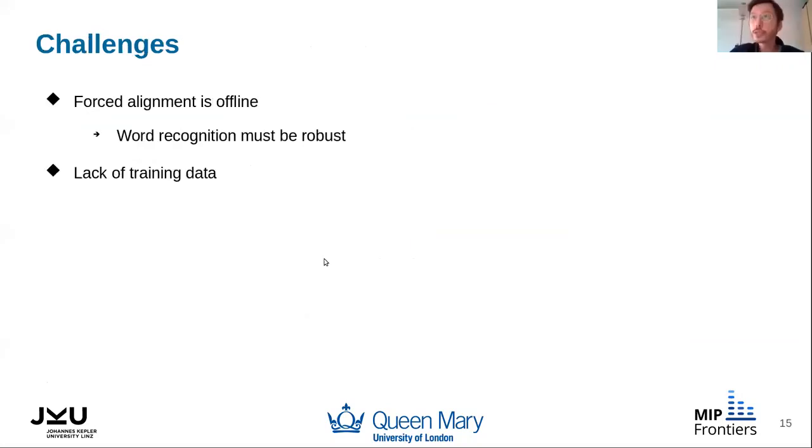So the thing is, this forced alignment is performed in an offline fashion, and in our project, our main target is to achieve that in real time. So that remains as a challenge, as a bottleneck. To apply this online alignment, we need a robust word recognition system. And for that, consequently, we need lots of training data that can generalize the system for opera recordings.